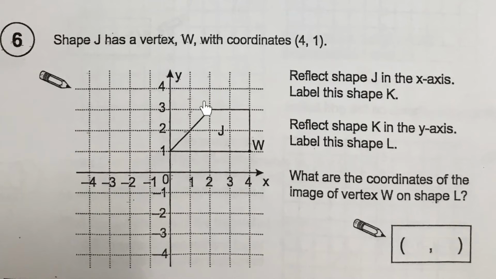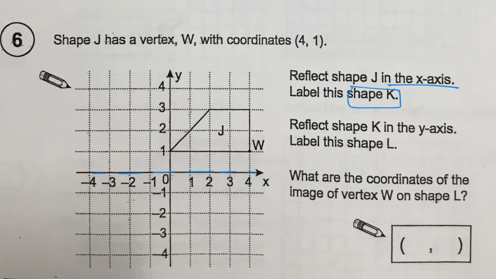Shape J has a vertex W with the coordinates 4, 1, along the corridor to 4, up the stairs to 1. Reflect the shape J in the x-axis and label this shape K. So the first reflection is to reflect the shape J in the x-axis, so this is the mirror line, and to label the shape K. So let's do this. It's a reflection on the x-axis, as it says here, and to label the shape K.